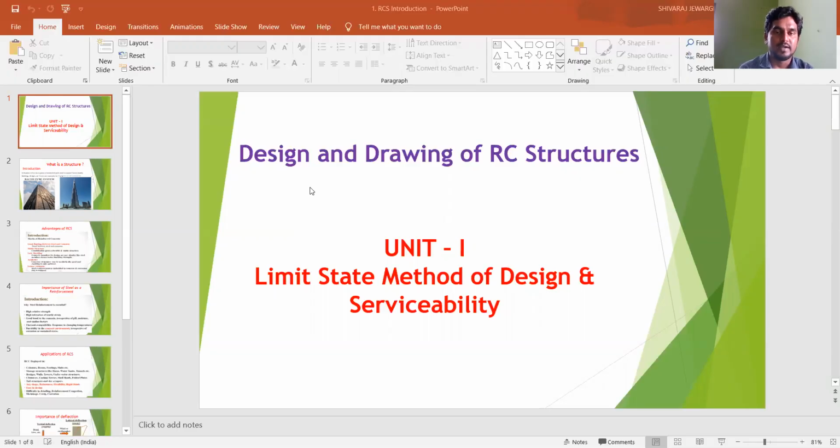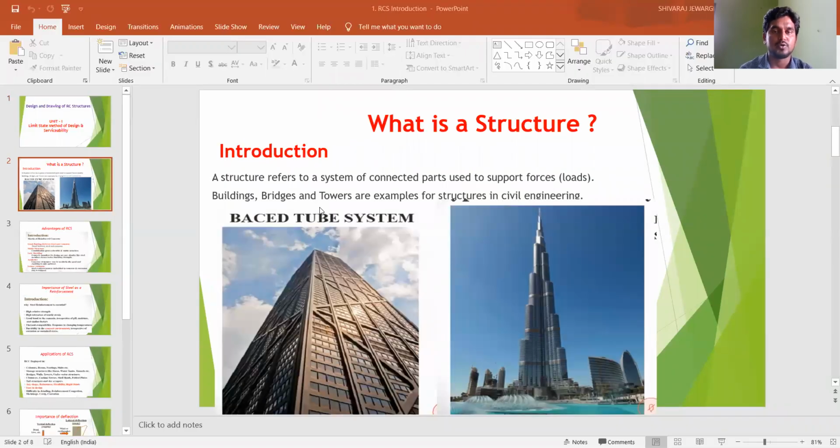In that, now we'll discuss particularly unit one. So unit one is limit state method of design and serviceability. The first topic is introduction. So we'll move to the introduction. Before that, what is a structure?